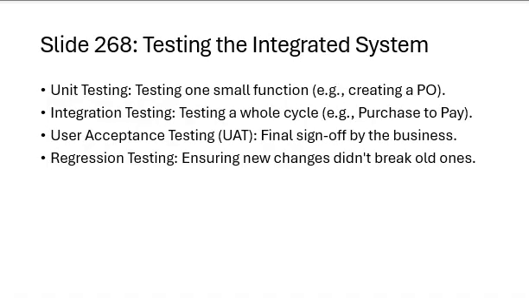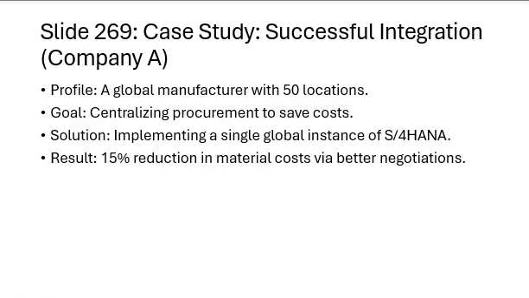Testing the integrated system. Unit testing will check the small ERP functions individually. Integration testing will check a complete ERP process cycle. User acceptance testing, final sign off by business. Regression testing, this will ensure new changes do not break anything. Okay, so the testing will validate the ERP system before the go live stage.